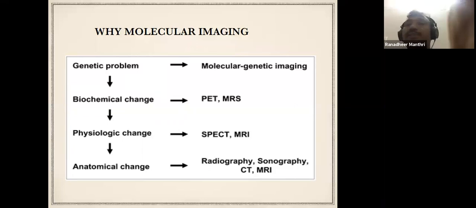If you have a cancer, we don't know which, as every cancer is not the same. Each genetic presentation will represent a different pathology, and each one will be cured by different drugs. So molecular genetic imaging is the future in oncology.